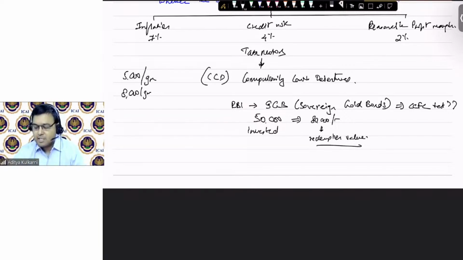It is a financial instrument. I'm not denying that. It is a financial asset. That also I'm not denying. But it does not pass the CCFC test.